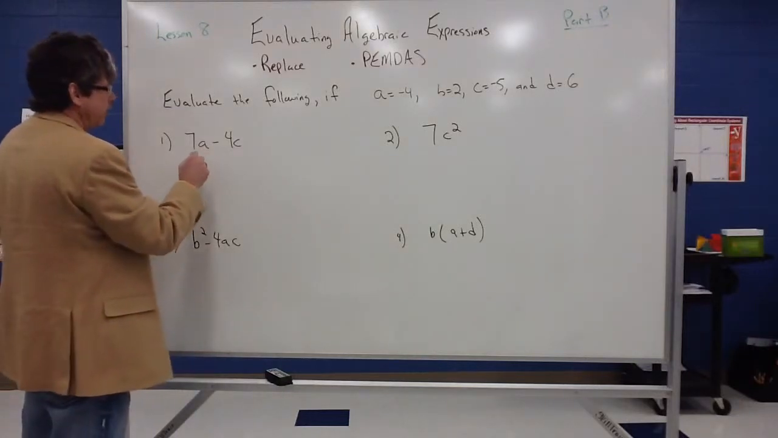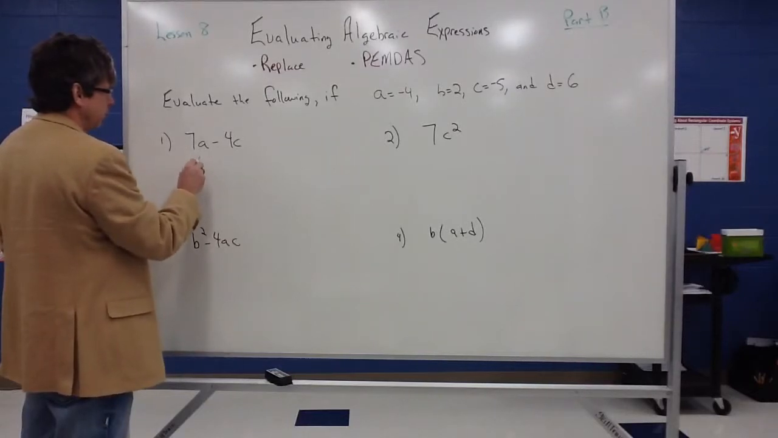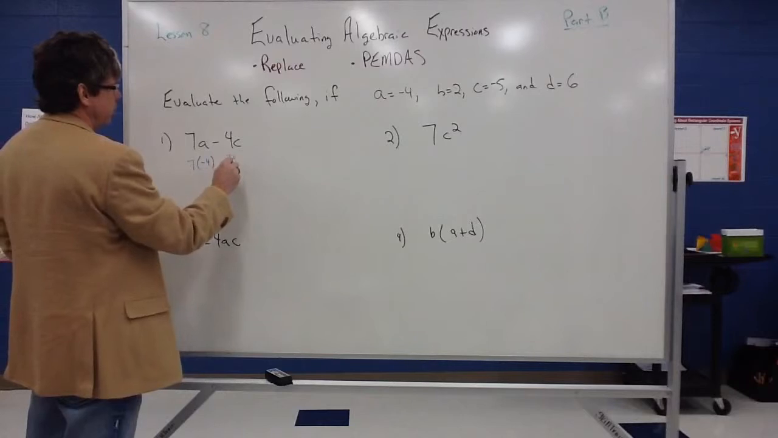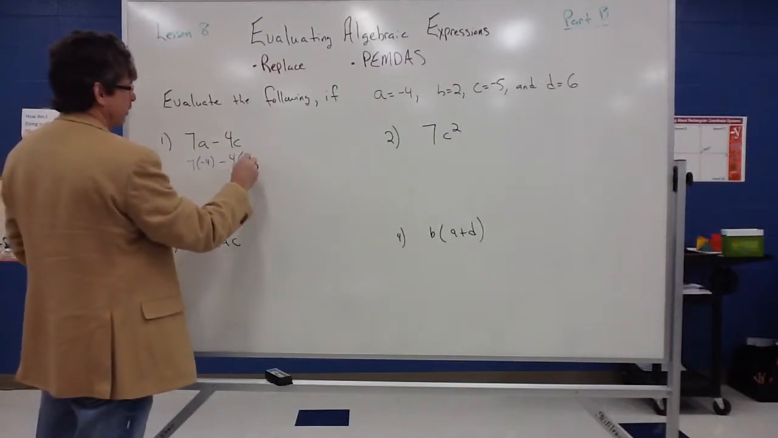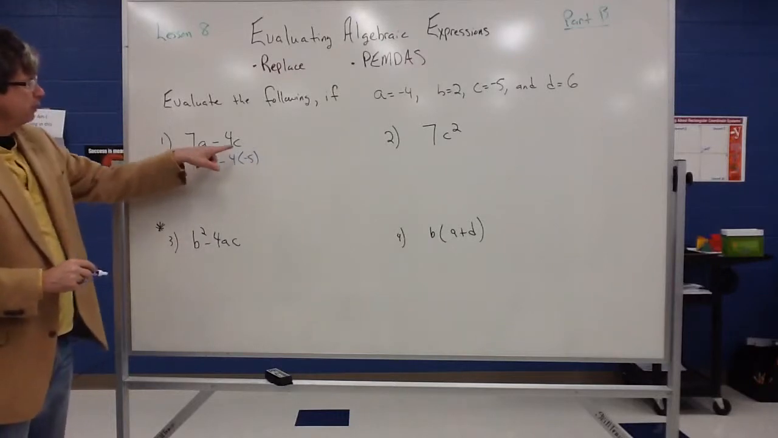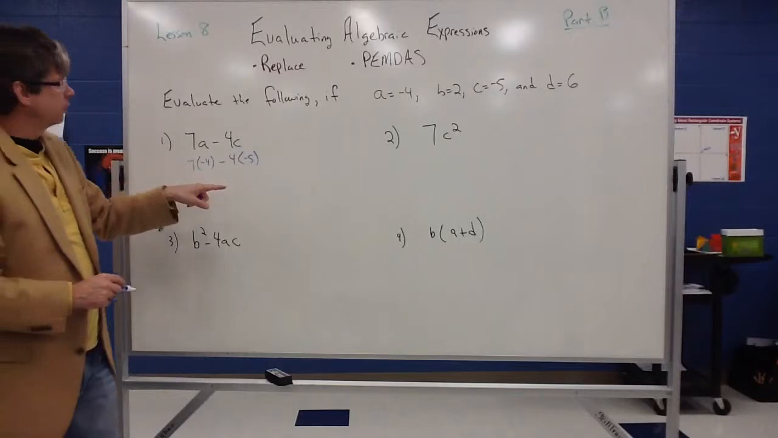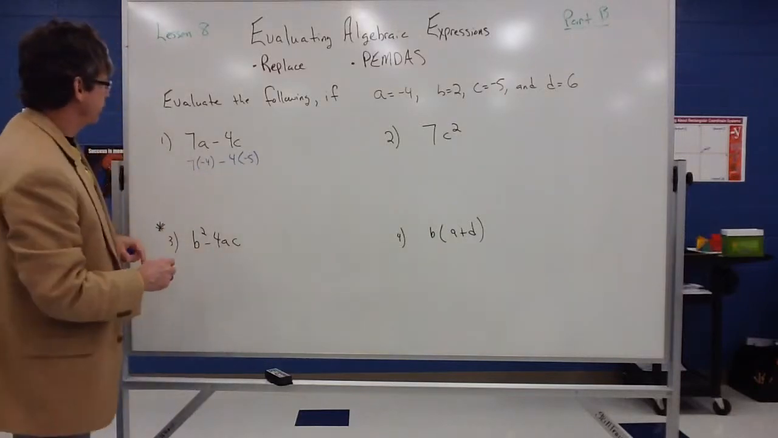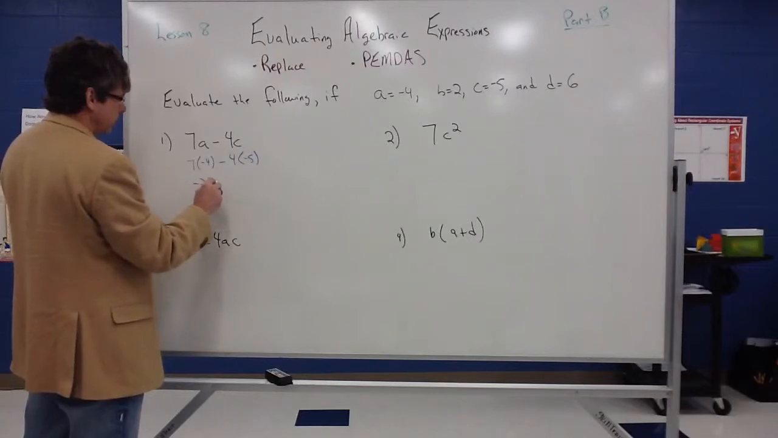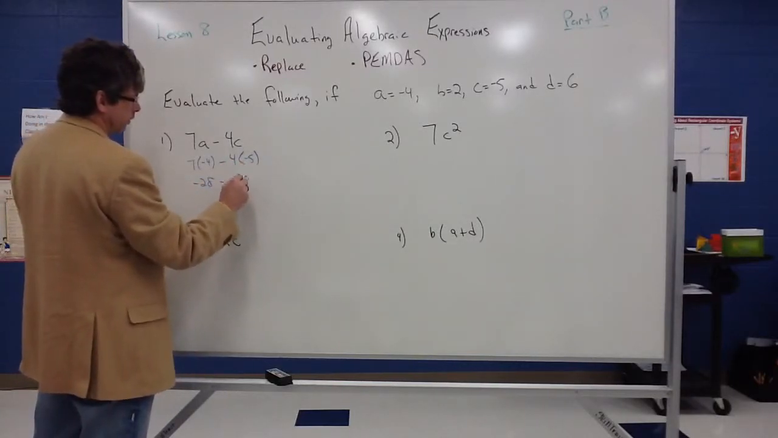So I have 7 times A minus 4 times C. So I have 7 times A, which is a -4, minus 4 times C, which is a -5. So I'll replace the letters with the corresponding values, and now I'm ready to perform the order of operations. So I have multiplication I have to do first. So I have 7 times a -4, that's going to be a -28, minus then 4 times -5 would be a -20.